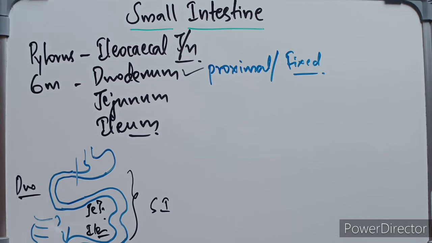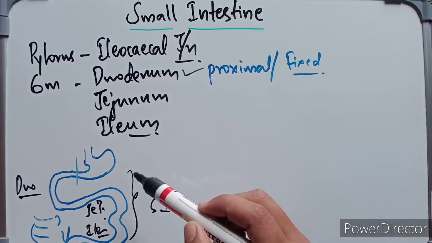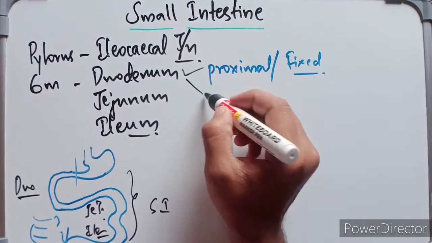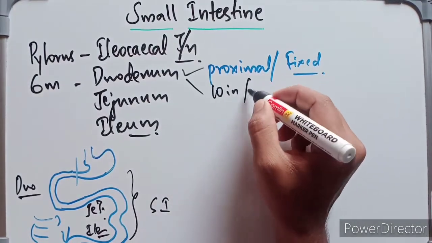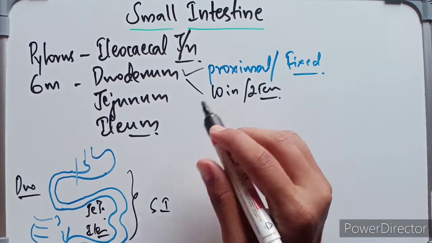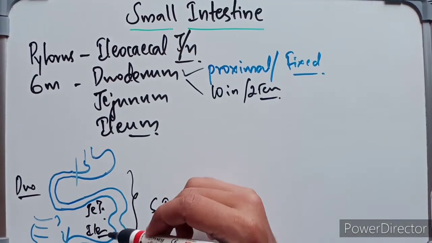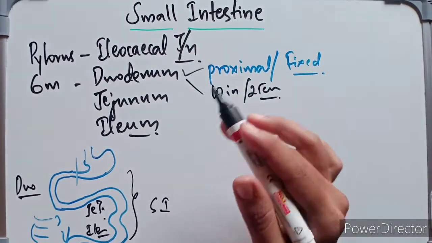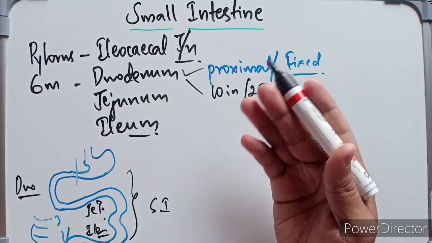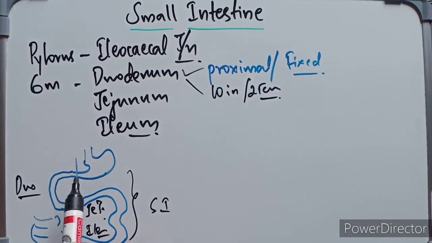The proximal fixed part, which is about 10 inches or 25 centimeters in length, is called the duodenum. The rest, the jejunum and the ileum, are freely mobile. The duodenum is principally retroperitoneal and fixed, and it receives chyme from the stomach, bile from the gallbladder and also pancreatic juice from the pancreas.